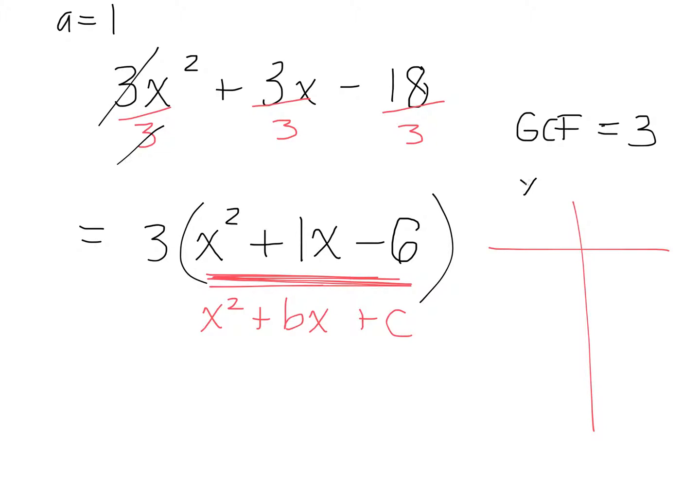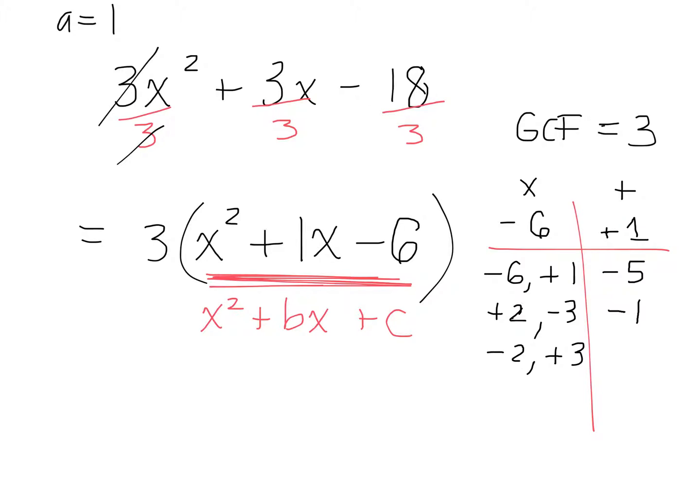So they have to multiply together to give us negative 6 and add up to positive 1. What are some factors of negative 6? What times what gives you negative 6? Negative 6 and positive 1? Okay, what else? 2 and 3. Positive 2 and negative 3. What about negative 2 and positive 3? All of these multiply to give us negative 6. Add them up. What's negative 6 plus 1? Negative 5. Okay, what's 2 plus negative 3? Negative 1. 2 take away 3 is negative 1. What's negative 2 plus 3? 1. Which one is the answer?